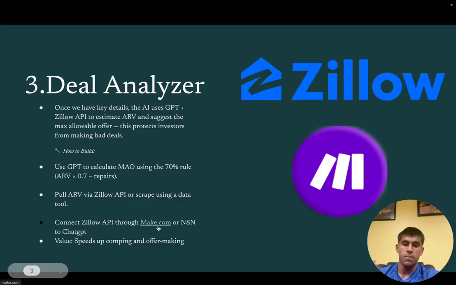And what make.com and N8N are, they're pretty much automation systems that help you create various systems, and you can pretty much connect any tool, any platform, most websites, Google Sheets, various social media platforms. Obviously, you can also connect ChatGPT. And the value is it speeds up underwriting and offer making, so you can have your offer ready in seconds and have clarity on what to do.